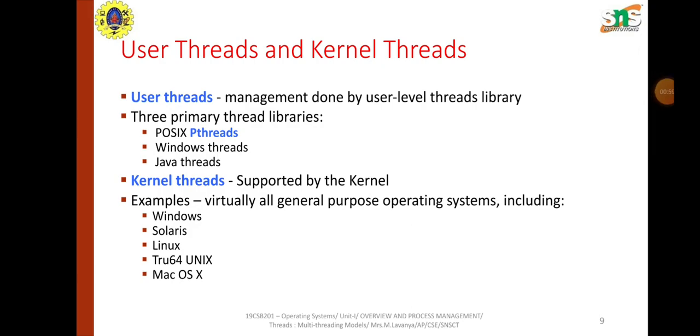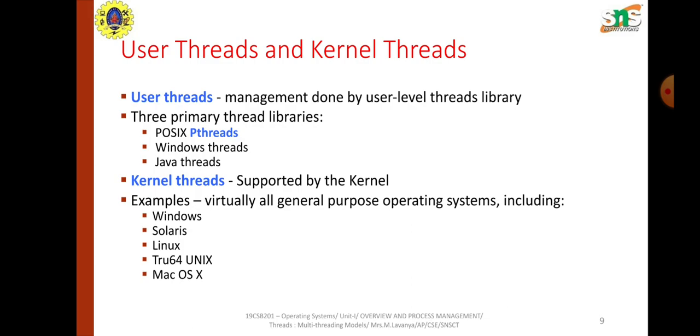User thread is managed by the user level libraries. Three primary thread libraries we are usually using are POSIX pthread, Windows thread and Java thread. These are user threads. And the second one is kernel thread. These threads are supported only by the kernel. User level process is not responsible for these threads. These are known as kernel threads, and these threads run only on the kernel OS.